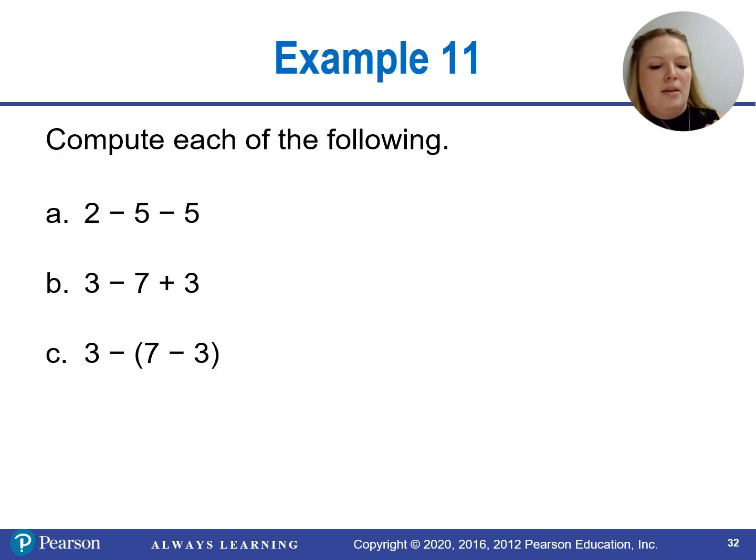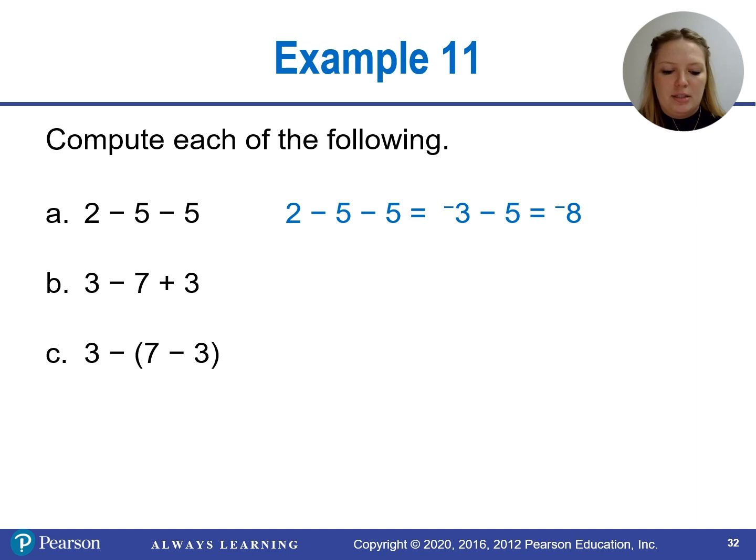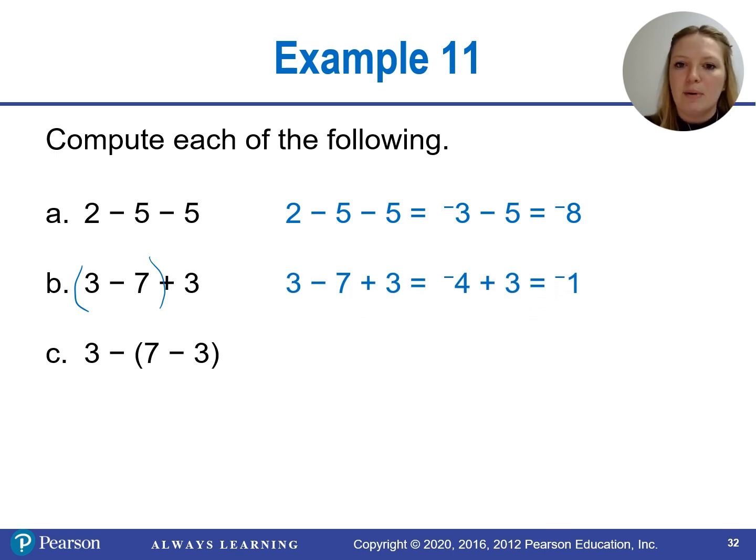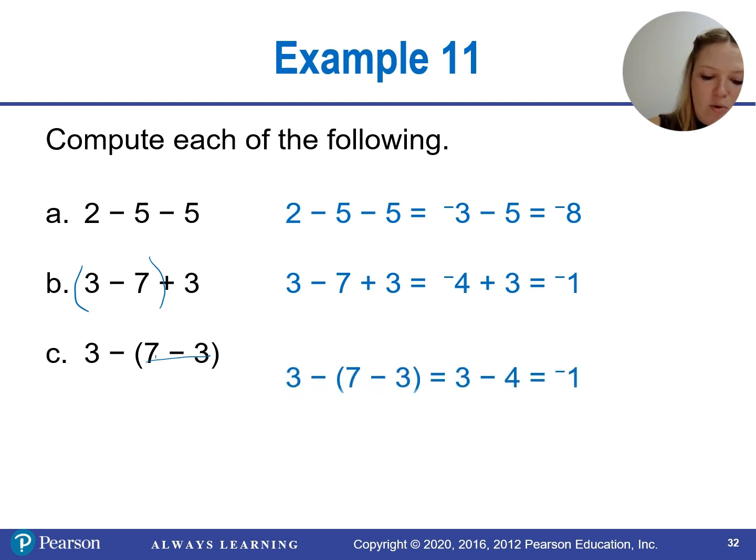For example, if we have 2 minus 5 minus 5, we would subtract 2 minus 5 first and get negative 3, and then subtract 5 and get negative 8. 3 minus 7 plus 3, we would first do 3 minus 7, which is negative 4, plus 3 is negative 1. Now if we do have parentheses, we're told that we need to do the parentheses first, so we would have 3 minus positive 4, which is negative 1.